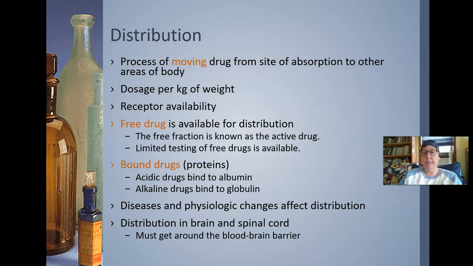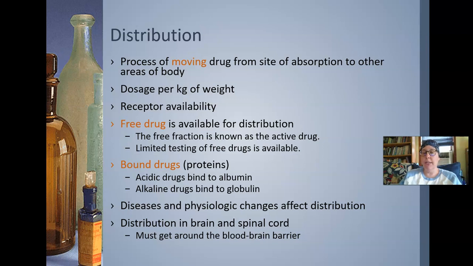And diseases and physiological changes can affect the distribution. So again, we talked about the GI diseases, but even cardiovascular disease, like congestive heart failure, so your heart's not pumping right, or you have problems with your circulation. There's just so many things that can affect distribution. So things that affect, for sure, the cardiovascular system and the GI system can affect distribution.